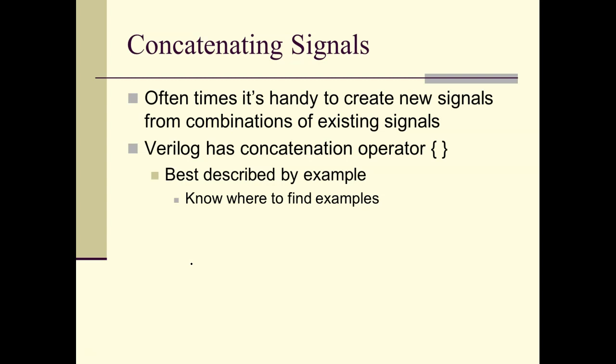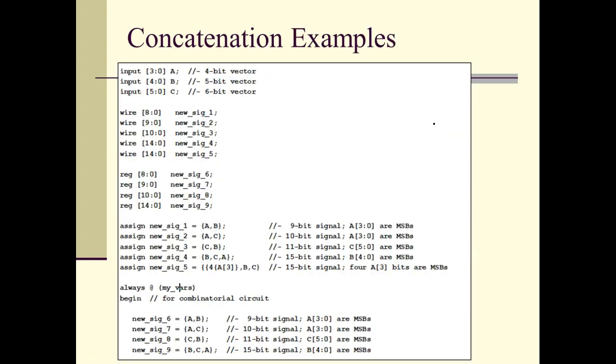So, concatenating signals. There are oftentimes when you need to create new signals from an aggregate of other signals. So Verilog has a concatenation operator, which is these two curly braces. Once again, let's take a look at a few examples. This is another classic thing where I'm kind of familiar with it, but typically I'll forget the syntax, and I know where to look it up, and so once again I encourage you to do the same.